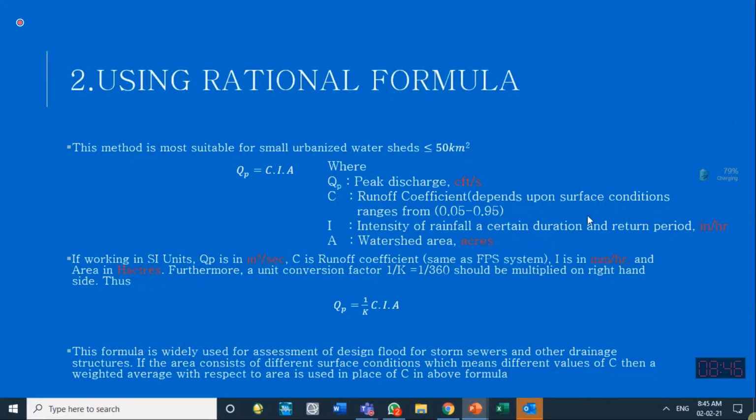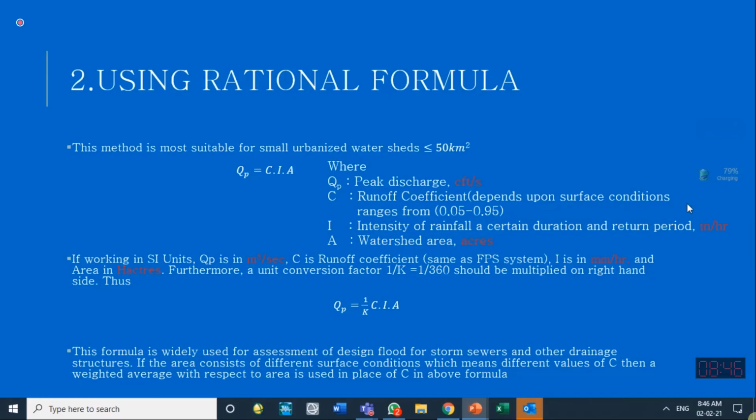For a certain return period, the discussion started from here. I is the intensity of the rainfall of a certain duration. We should select the duration based upon the time of concentration, but this rainfall should be that of a certain return period. For example, if I selected the rainfall of a 50-year return period, it means rainfall of this much or more than this is expected once in 50 years. If it is expected twice in 50 years, it means its return period is 25 years.